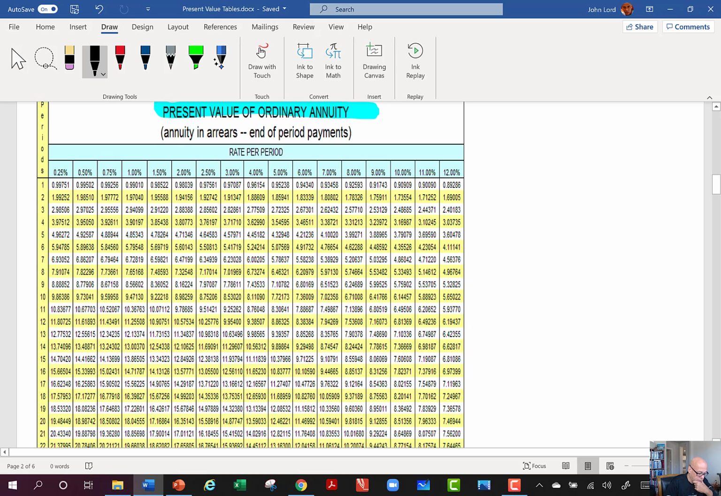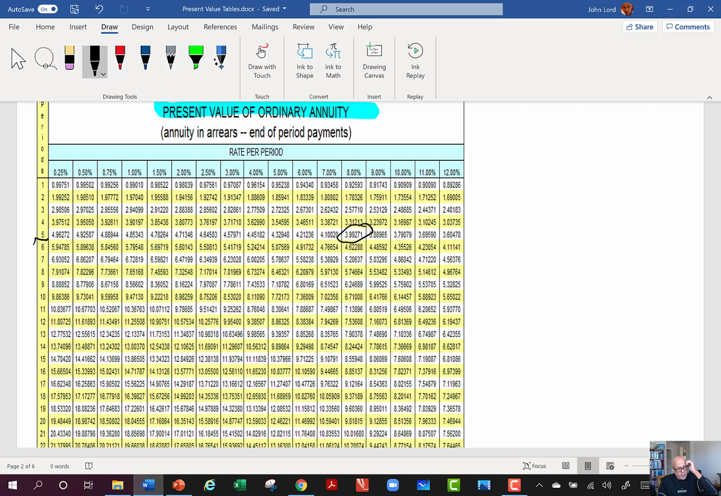Okay, so now it's 5 years. It's 8%, I think the problem said. 5 years, 8% gives me a present value of annuity factor of 3.99721.